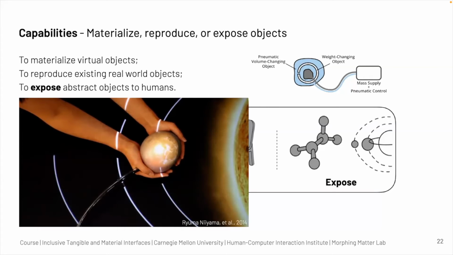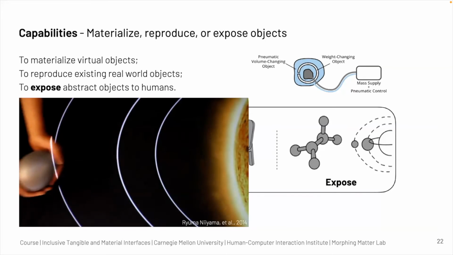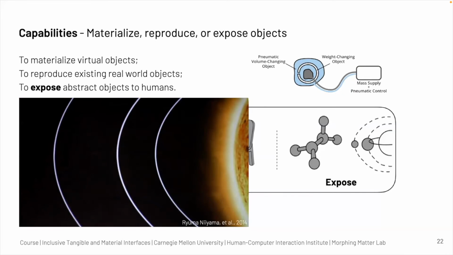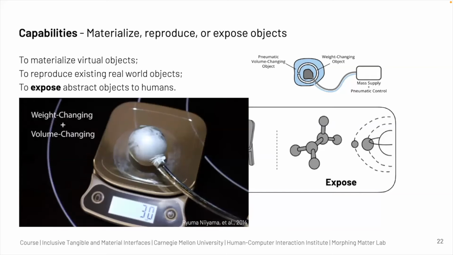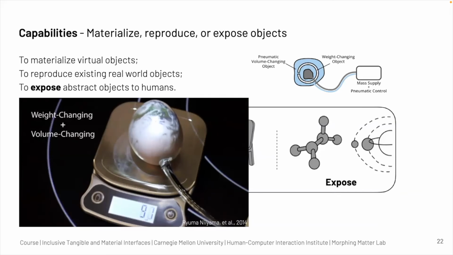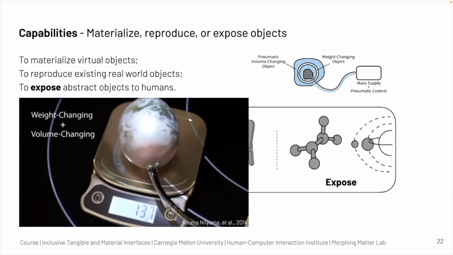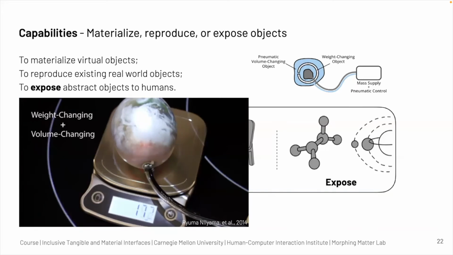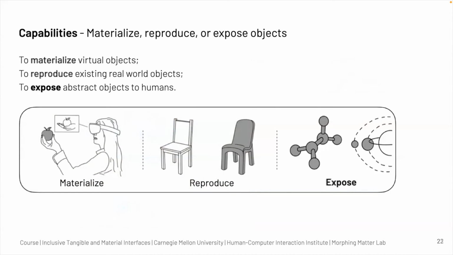In this example, we created a prototype that can change its weight by pumping liquid metal, and it can change its volume by pumping air. The users can hold this device and feel and compare the mass and the size of each planet in a tangible way. Okay, so this is about presenting some objects.